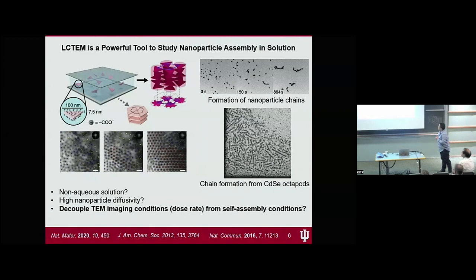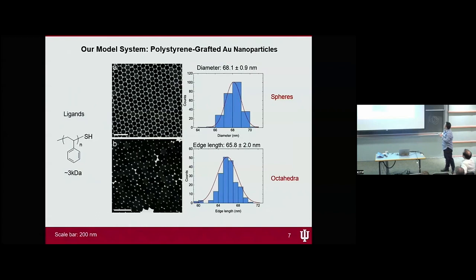One of the bigger picture questions we ask is, can we decouple the TEM imaging conditions, such as magnification and dose rate, from the actual self-assembly conditions? For example, at a given dose rate, can we control another parameter, say solvent condition, to control the self-assembly behavior? So we started from a very simple system, namely polystyrene-grafted gold nanoparticles. The initial examples we examined are spheres as well as octahedra. They are coated with thiolated polystyrene that is relatively short, about 3 kilodalton molecular weight.